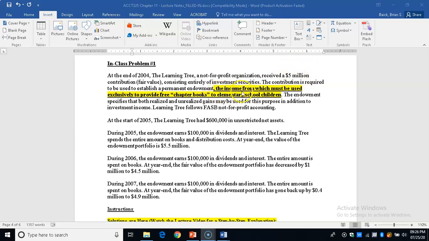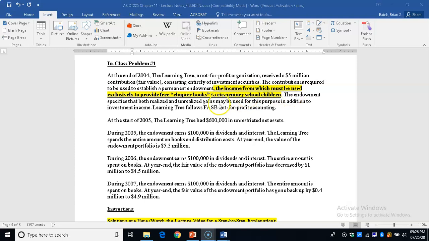But it says the income from which must be used exclusively to provide free chapter books to elementary school children. Okay, so this $5 million can never be spent, so that's a permanent endowment. But the income has a use restriction. It has to be used for chapter books for elementary school children. So I know that the $5 million is going to be permanently restricted, and whatever income you get off the $5 million, if it has to be used for a specific purpose, we call that temporarily restricted.